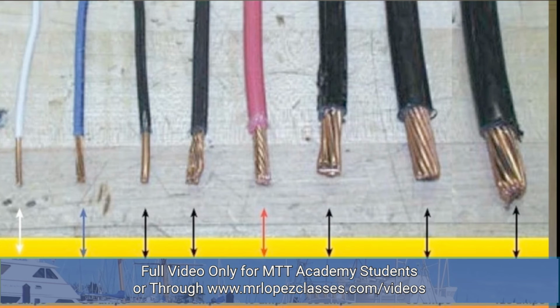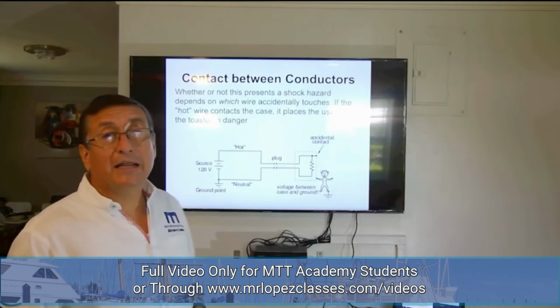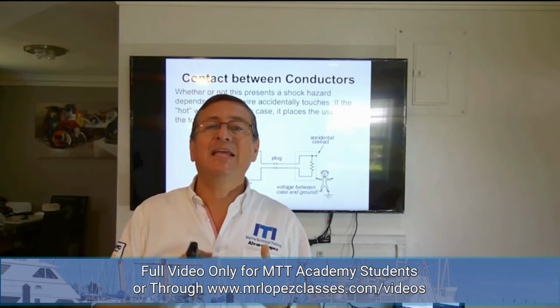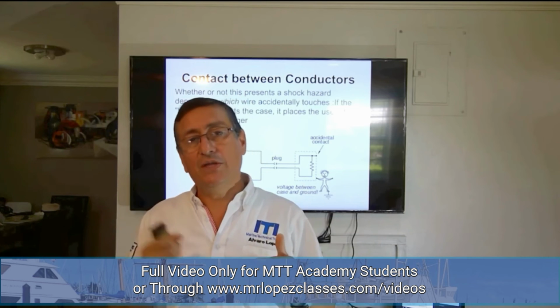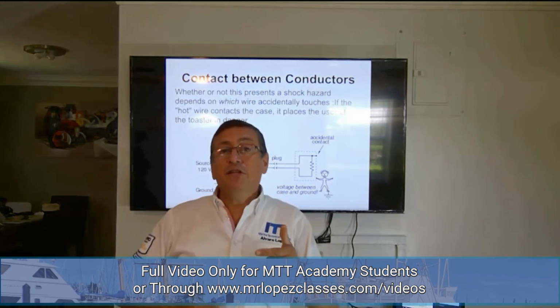The 14 gauge cable works perfectly with a maximum of 20 amps. The number 12 cable works perfectly with a maximum of 25 amps. And don't forget that the neutral is the return of the current. The neutral is the return of the current, the return to the source of the power, and it finishes in the ground.